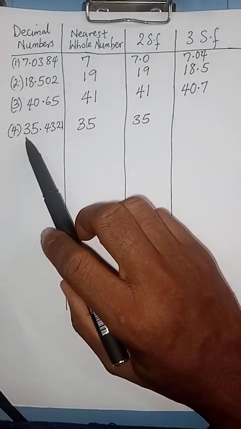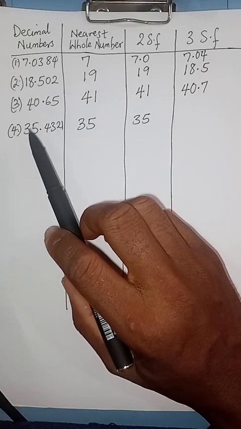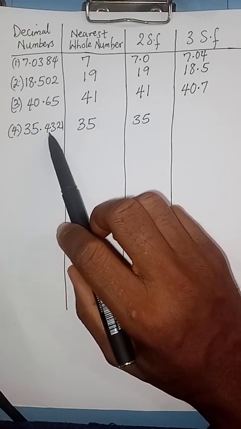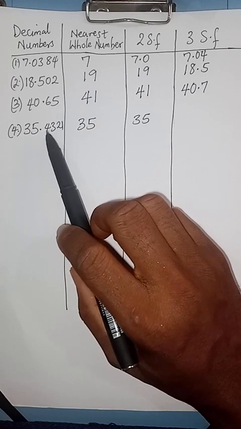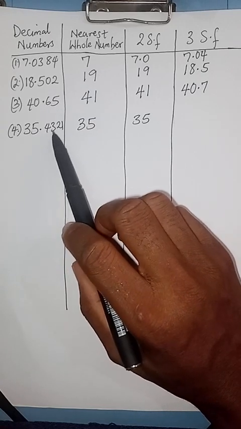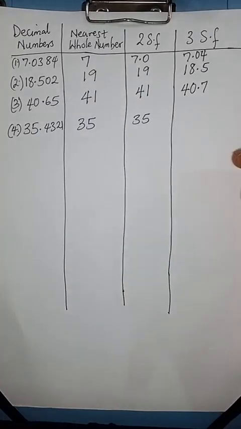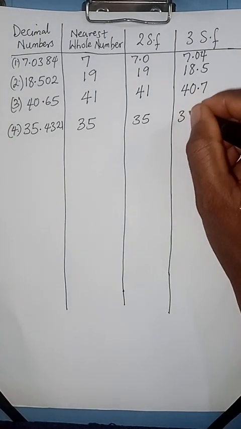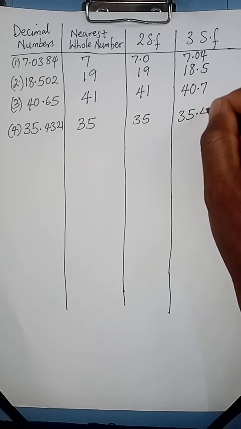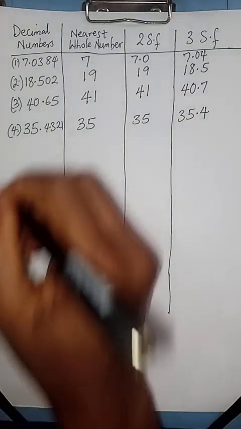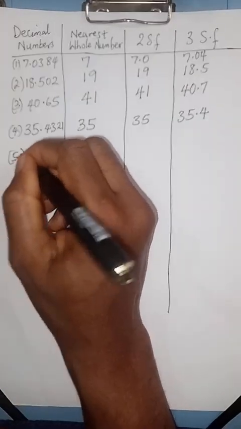So three significant figures, the three significant figures are 35.4. Before I write 35.4, I'll check the digits after 4. It means you're rounding down because it's 3. So my answer is 35.4.